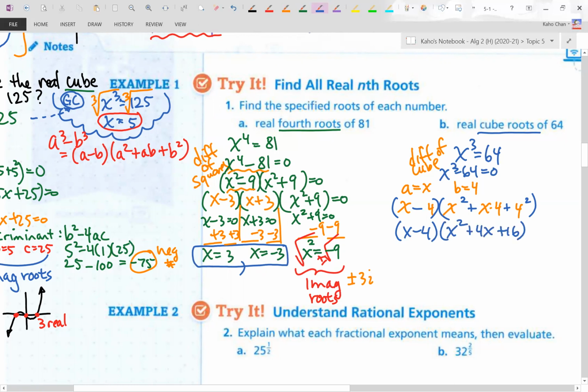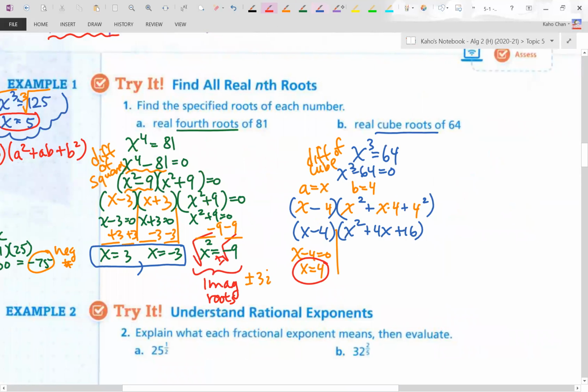And you guessed it. Usually the back half of this factored polynomial is imaginary. We'll prove that really quick as well. X minus 4 equals 0, x equals 4. That's one of my real roots. Is that the same for the other one? Do a quick check with the discriminant.